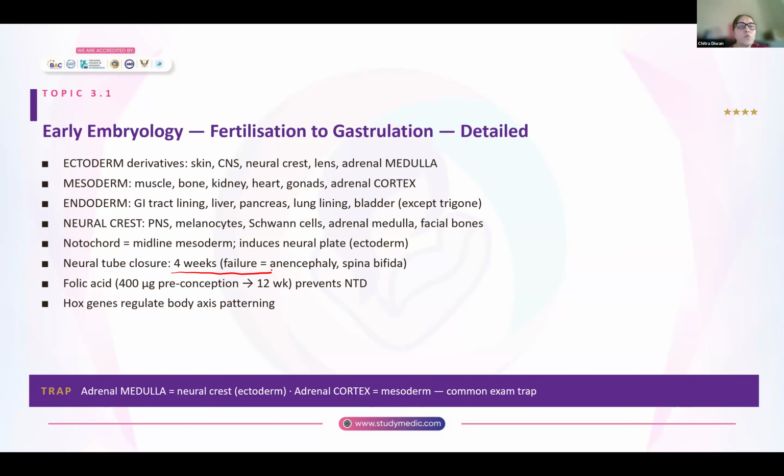Now, you have Hox genes which regulate body axis patterning. So Hox genes are basically master regulatory genes. You can call them the architects of the human body or organism, whichever is developing. If these Hox genes do not work as they should, then you will get all the congenital anomalies or malformations that are there.